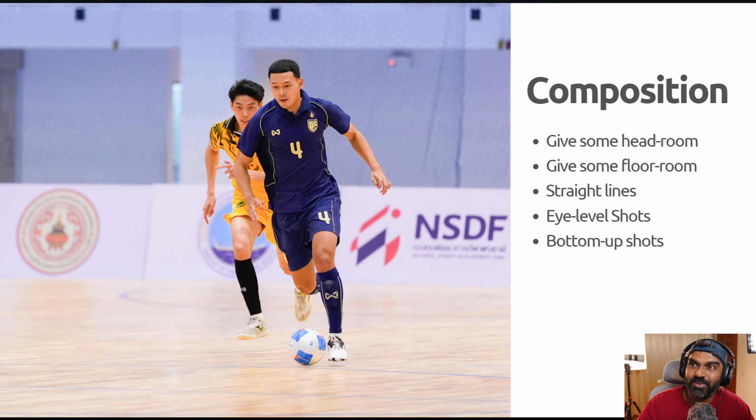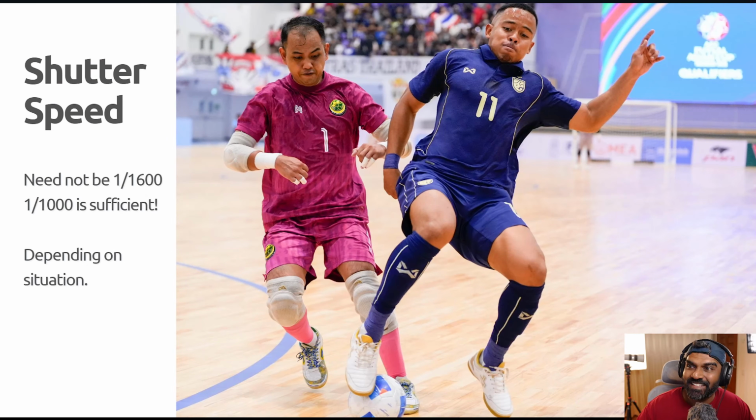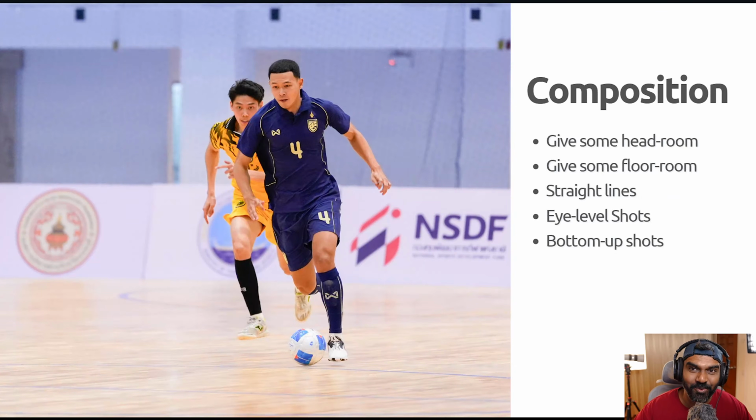Okay, so the composition. You can see the previous picture. Here the head is gone. Here the head and legs are gone. So of course the composition is important. Give some headroom on the top, give some leg room on the bottom, so you have some leeway to cut, edit and recompose in post. So those are important. Then straight lines. If you're in a sports environment and using a monopod, you probably don't go left and right.